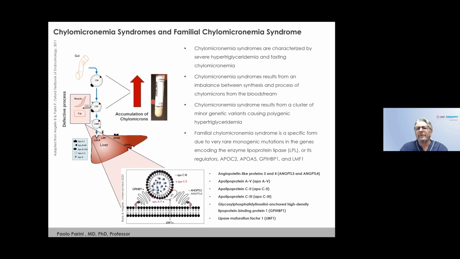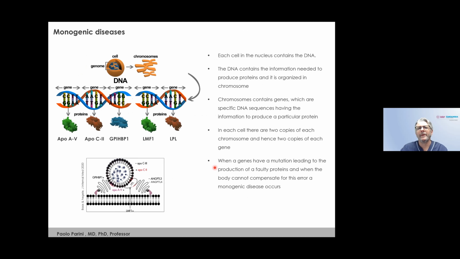This is due to very rare genetic mutations in genes that encode for proteins, and this is the list of proteins that are of huge importance in the breaking down of the triglycerides that are inside the chylomicrons. But what is a genetic disease, and specifically what is a monogenic disease versus a polygenic disease?